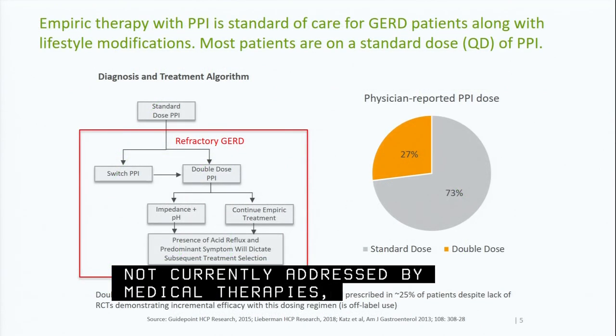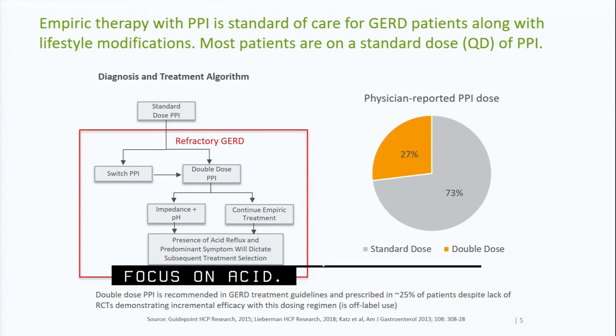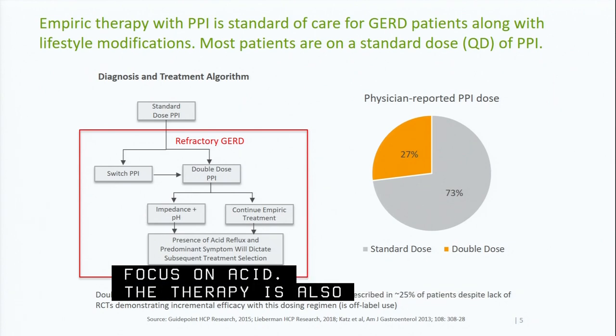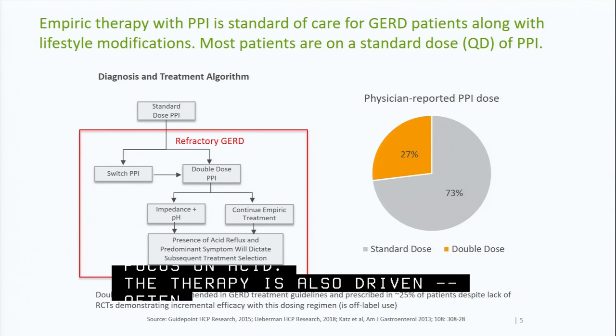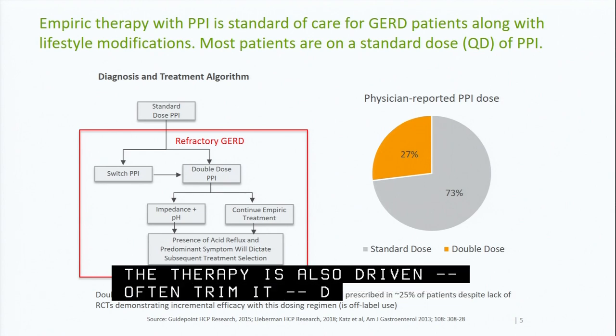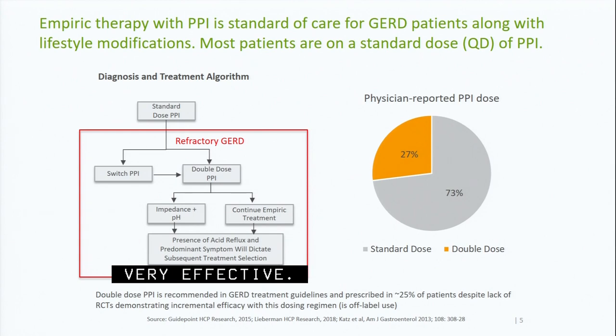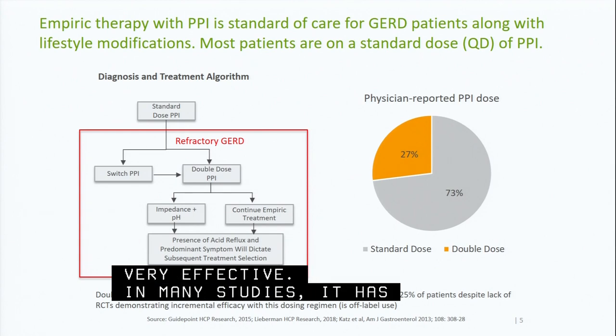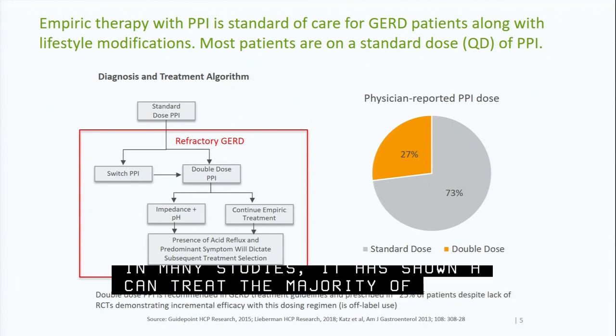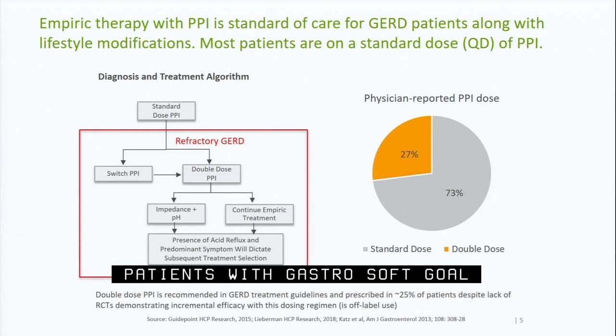So empiric therapy, as I said, is often driven by a proton pump inhibitor. And proton pump inhibitors are very effective for gastroesophageal reflux. In many studies, it's shown that they can treat the majority of patients with gastroesophageal reflux, but clearly there's a component that become refractory or don't respond to proton pump inhibitors. That's the group we would identify as refractory GERD. There are algorithms for evaluating patients with refractory GERD.